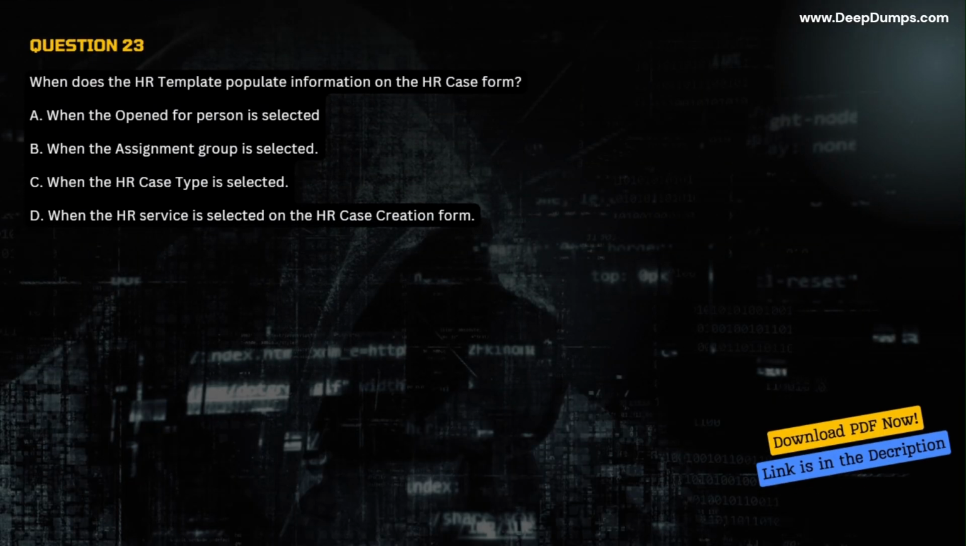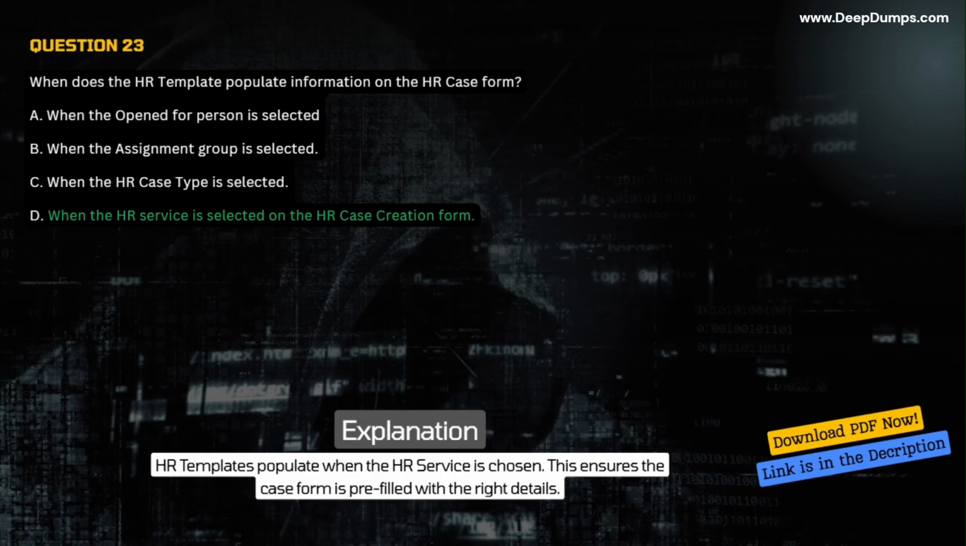Question 23. When does the HR template populate information on the HR case form? A. When the open for person is selected. B. When the assignment group is selected. C. When the HR case type is selected. D. When the HR service is selected on the HR case creation form. Correct answer D. When the HR service is selected on the HR case creation form. Explanation. HR templates populate when the HR service is chosen. This ensures the case form is pre-filled with the right details.